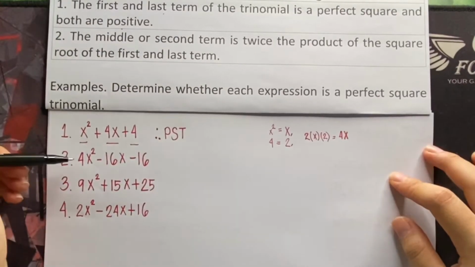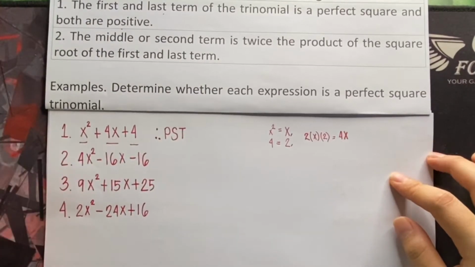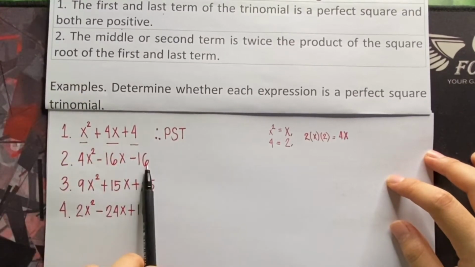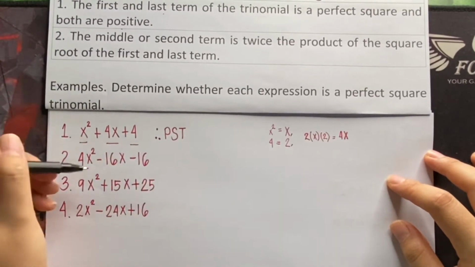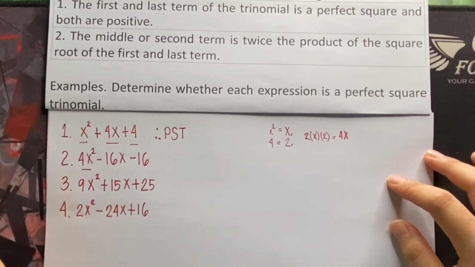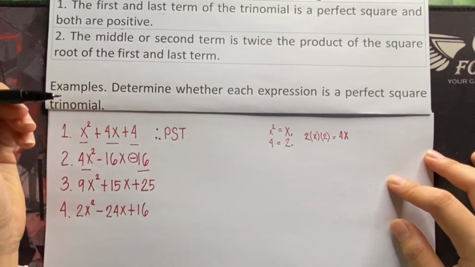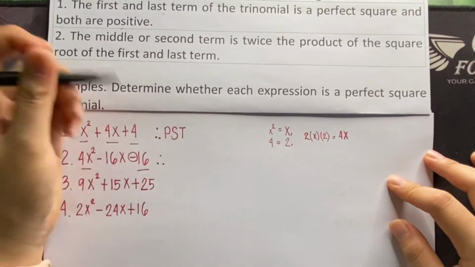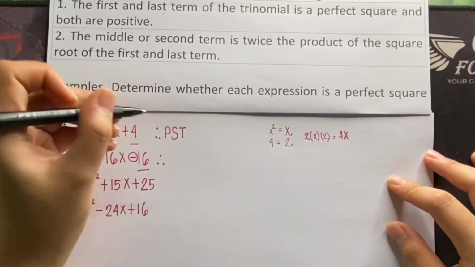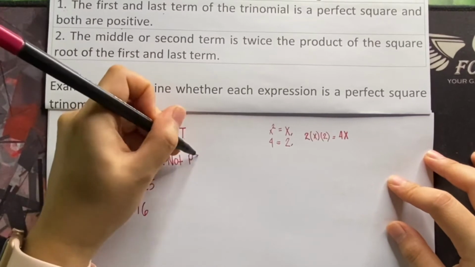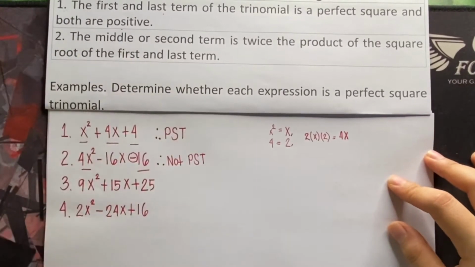Second, 4x squared minus 16x minus 16. First, alamin natin kung perfect square ang dalawa at kung ang dalawa ay parehas positive. Yung first ay positive, pero ang last term ay hindi positive, negative. That means, hindi nag-satisfy sa unang condition. This is not a perfect square trinomial.